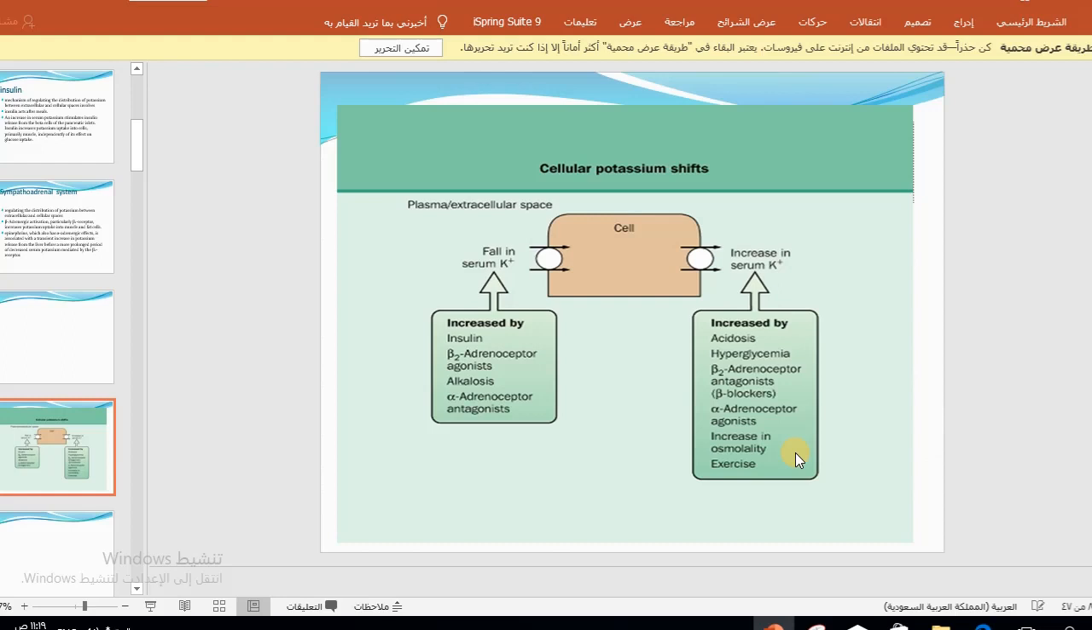So this diagram shows cellular potassium shift. This is the cell, as you see, and the fall in potassium, shifting to intracellular, is increased by insulin activation, beta-2 adrenoreceptor agonist activation, alkalosis, and alpha receptor antagonist. But excretion from the cell to the outside is increased by acidosis, in contrast to alkalosis, hyperglycemia, beta-2 adrenergic receptor antagonists, beta blockers, and alpha receptor agonists. It increases also by increasing osmolality and exercise.